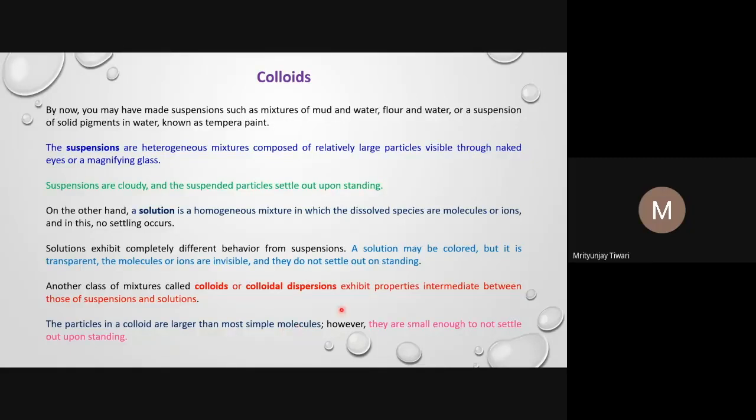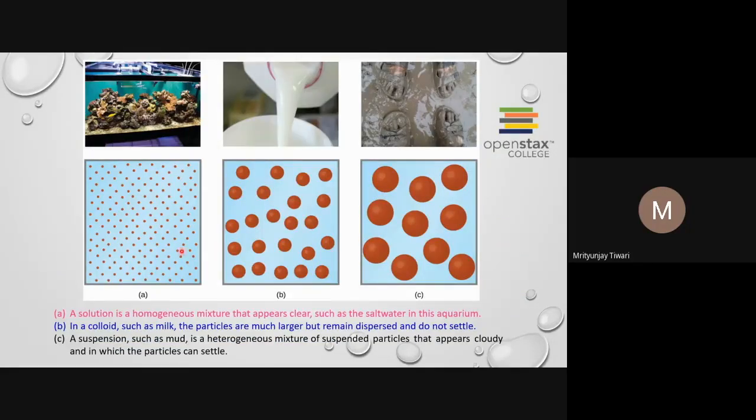and the suspension. If you see this picture, this is a solution, and the particles are simply molecules or ions. These are particles of the solute, and you can see they are homogeneously distributed. The distance and all this kind of distribution is homogeneous. So this is a solution. On the right side of this picture, these are the suspensions. The particle sizes are very large and they are heterogeneously distributed. So suspensions are heterogeneous mixtures. Solutions are homogeneous mixtures.